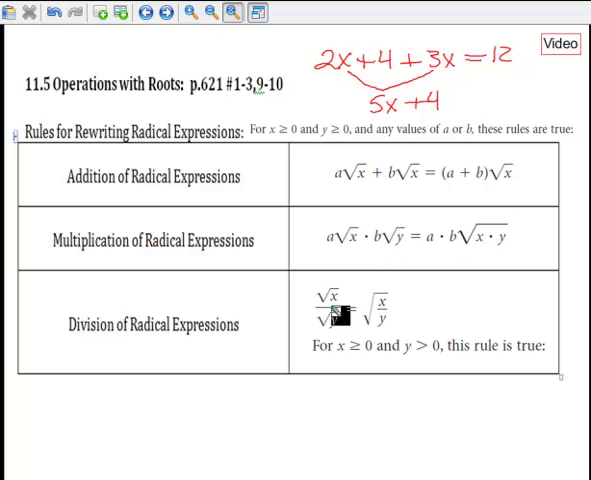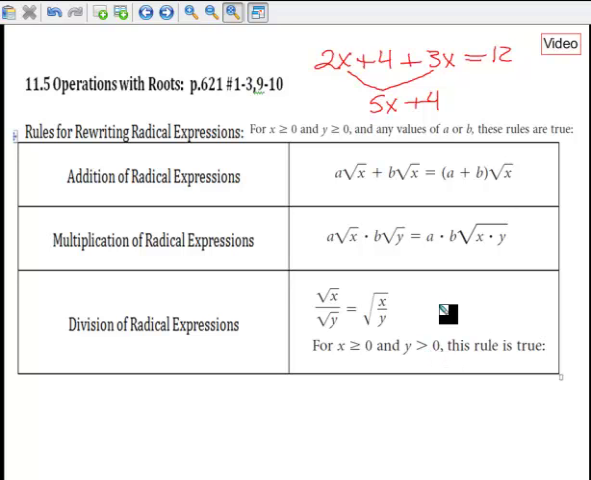All right, so then moving on to division, in a very similar manner, the square root of x divided by the square root of y can be the square root of x divided by y. Again, for all x not less than 0 and all y greater than 0. Okay, you cannot divide by 0, so that's why y cannot equal 0.